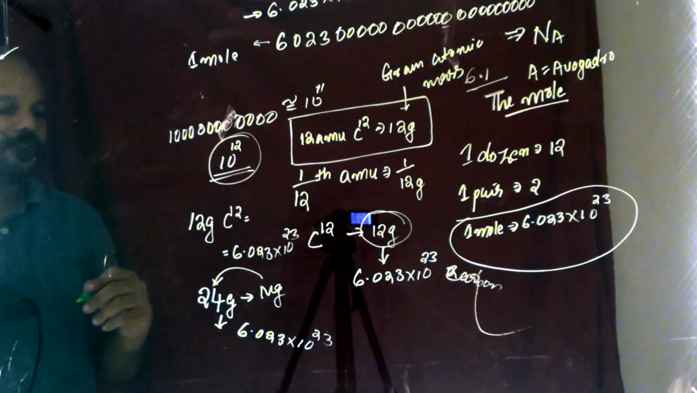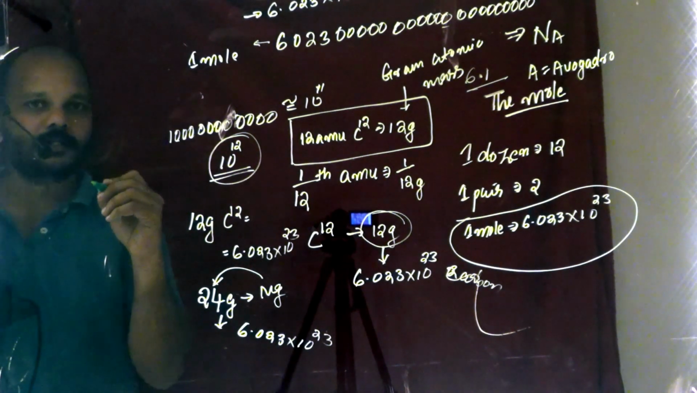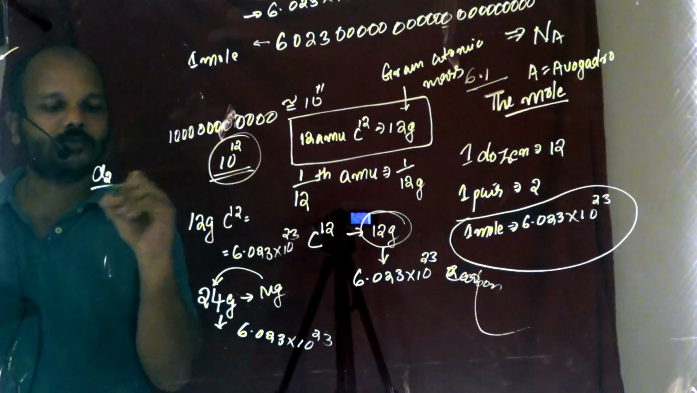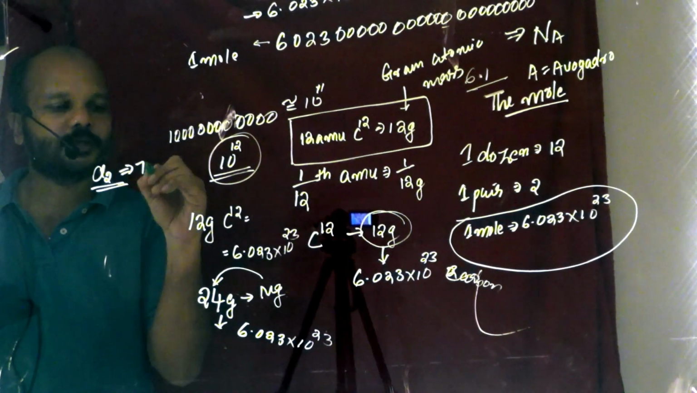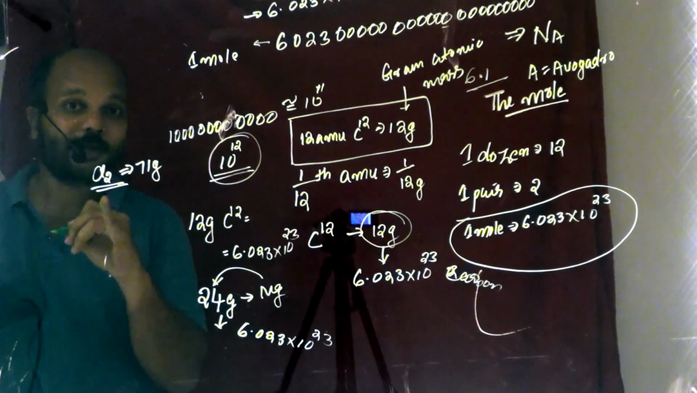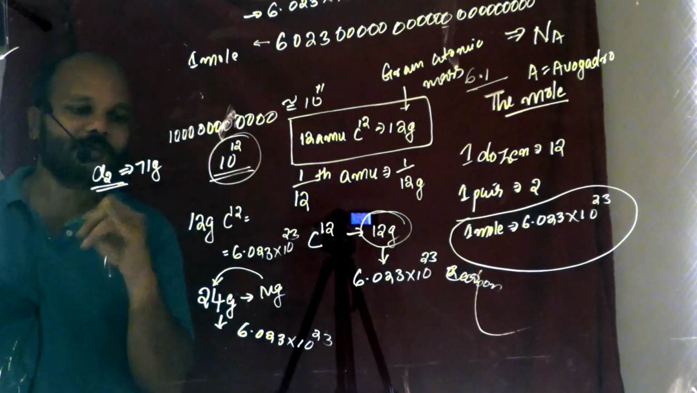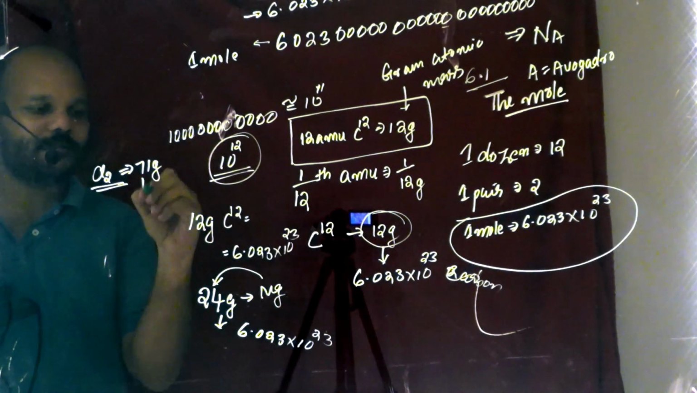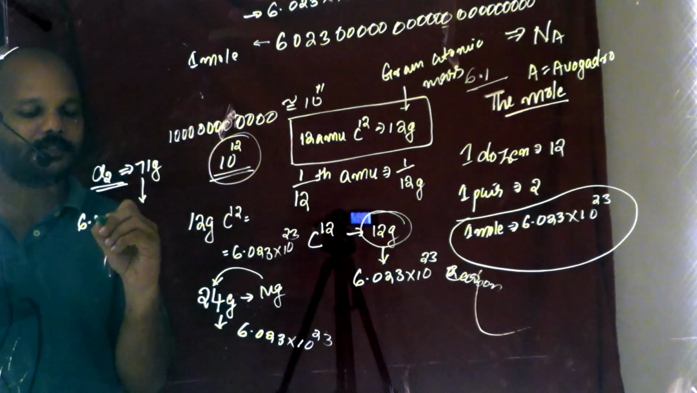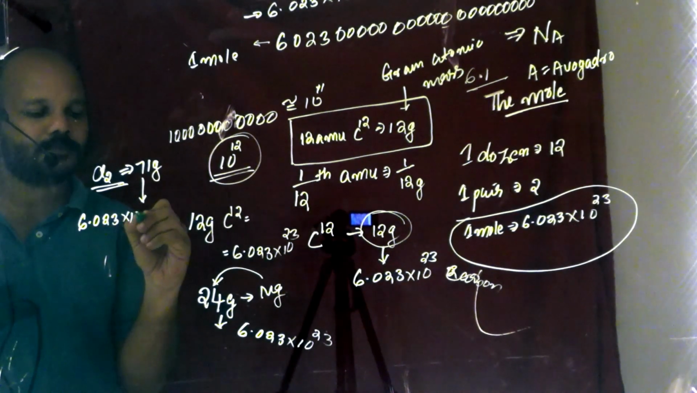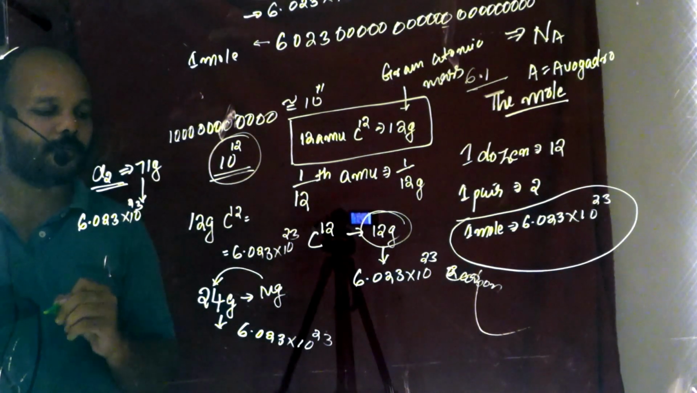Okay. And the same way, Cl2. Its molecular mass is going to be 71 gram. So this contains 71 gram of chlorine. It contains 6.023 into 10 raised to 23 number of particles.